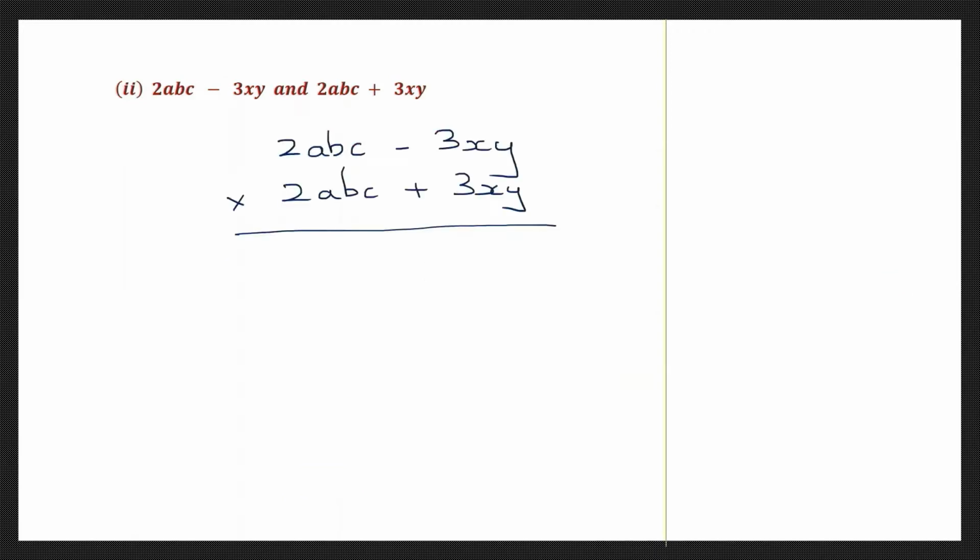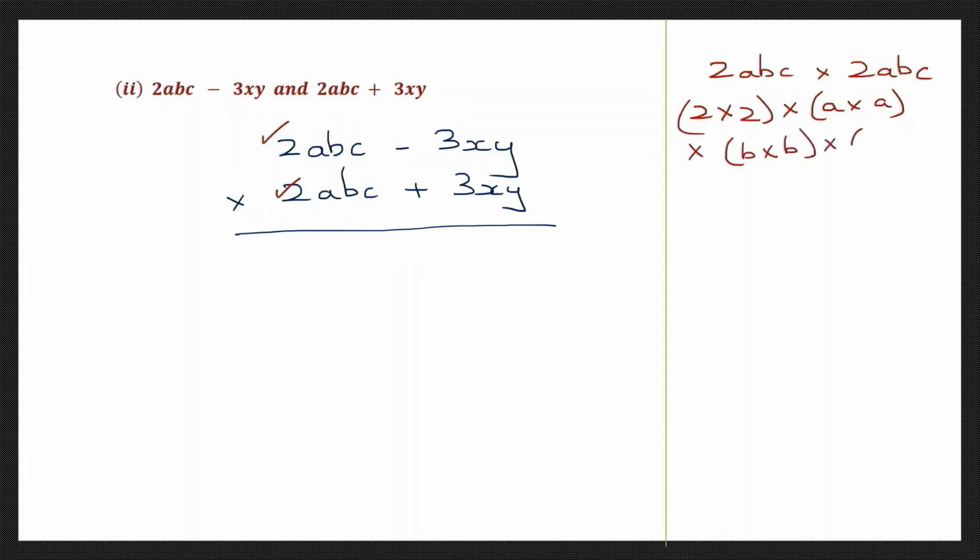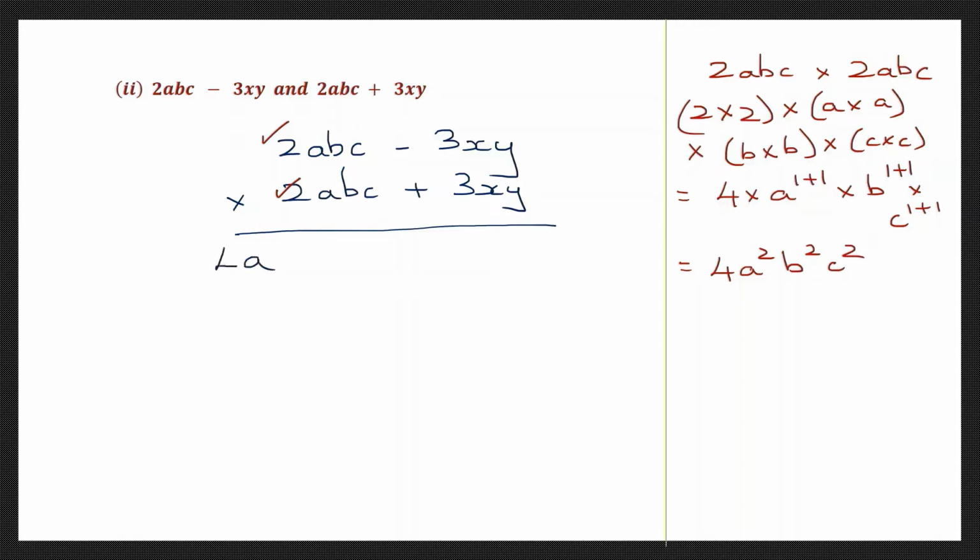Question 2, we have multiplication of two binomials, which I have written down. Now let's start with 2abc into 2abc. So that will be 2 into 2 into a into a into b into b into c into c. So 2 2s are 4 into a to the power of 1 plus 1 into b to the power of 1 plus 1 into c to the power of 1 plus 1. So this becomes 4 a square b square c square.